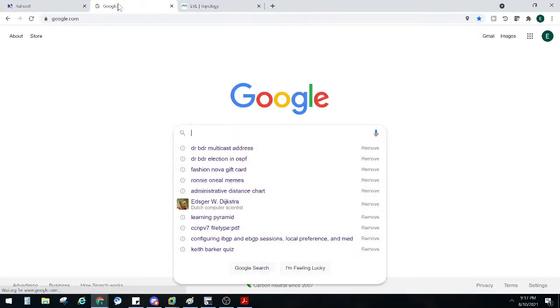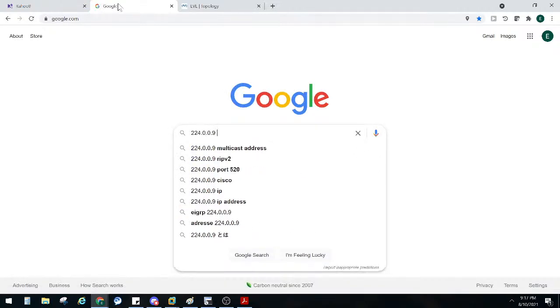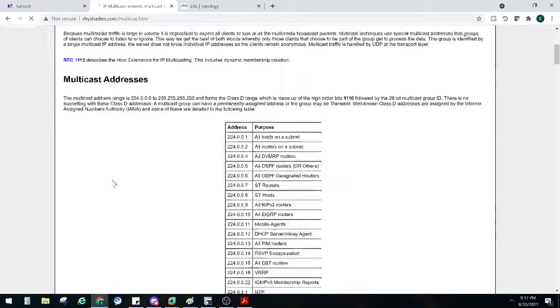224.0.0.9 multicast address is, I think that is, there it is, all RIP routers. So this is what we were looking for right here. Here are the multicast addresses. We can pull this up.